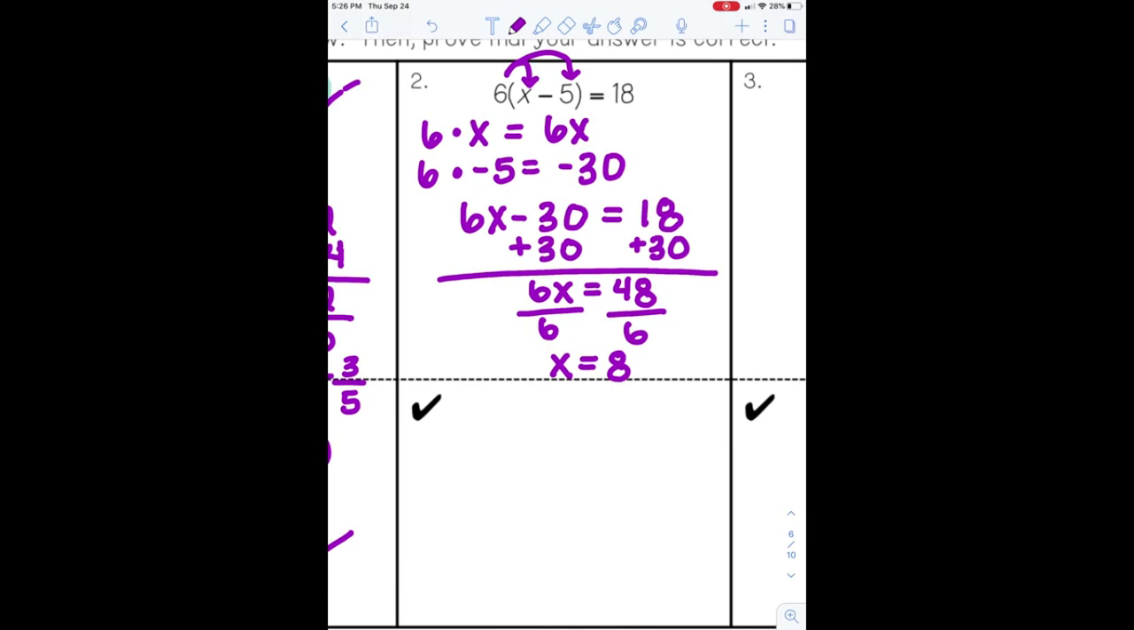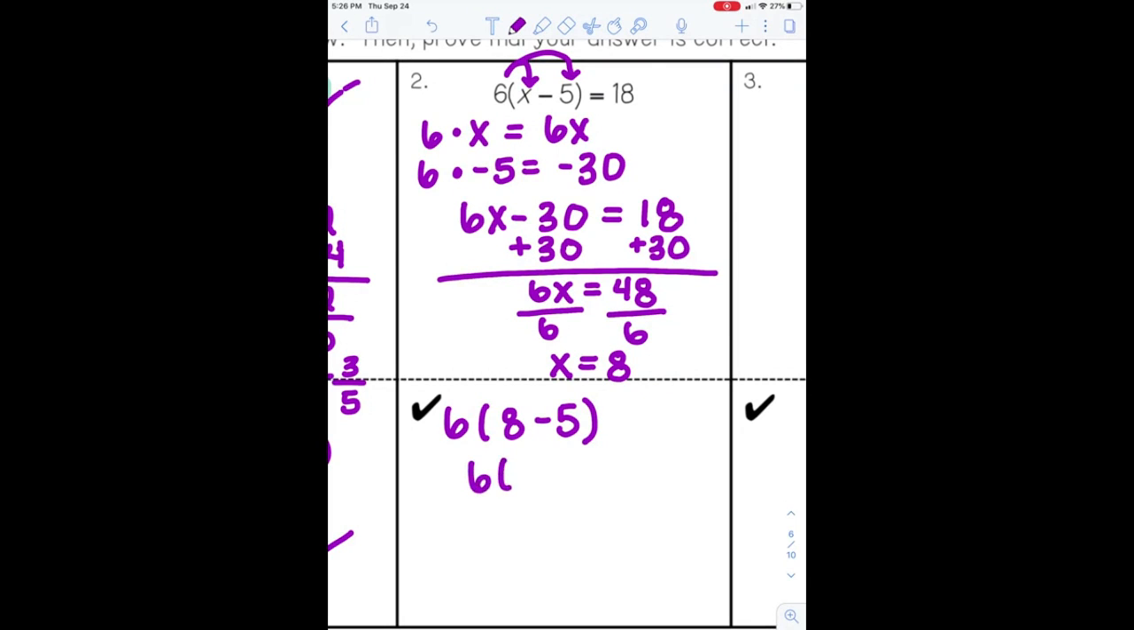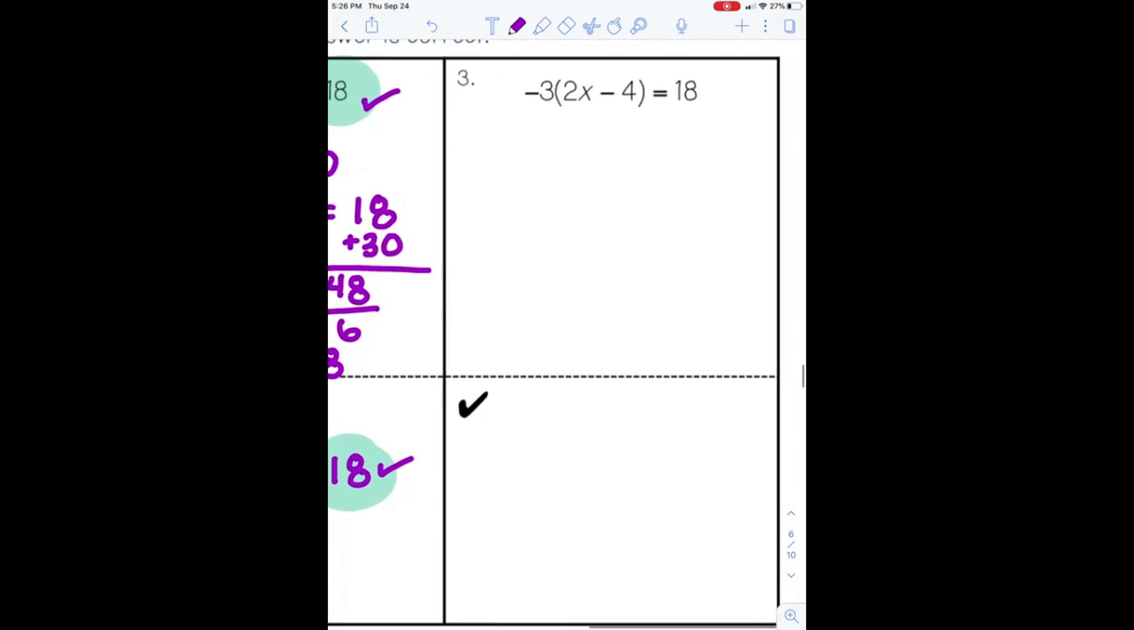So now let's check and see if we get the same answer, okay? I'm going to plug in 8 for x. So I'm going to have 6 times 8 minus 5, which is going to give me 6 times 3. And that does equal 18. And since my answers match, my answer is correct. Okay, so if those answers match, then you did the math right. That's just a quick way you can check yourself and know if you are doing the math right.